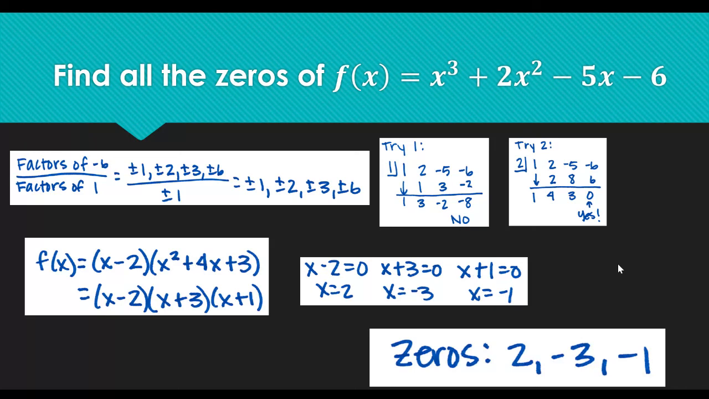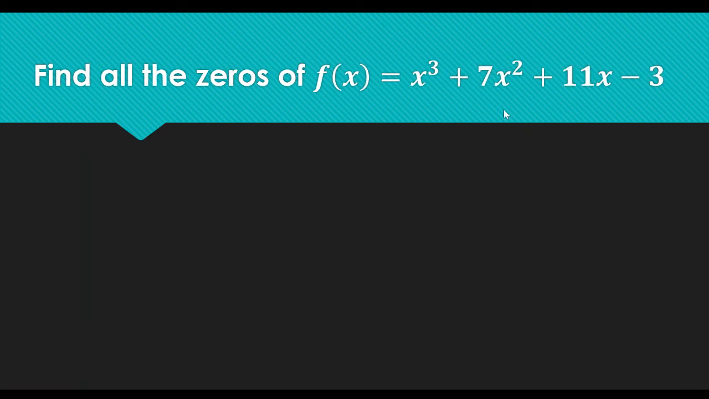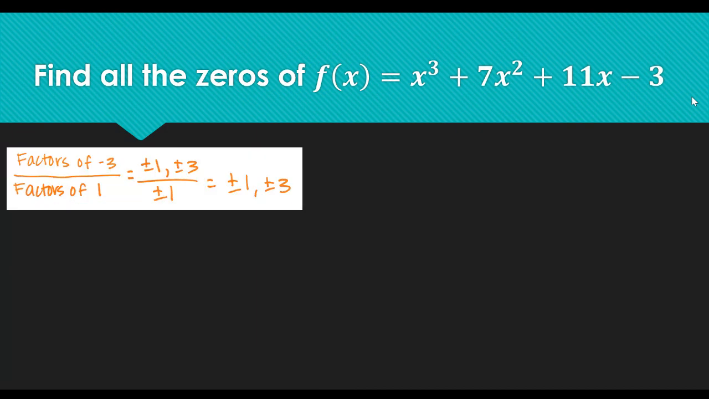All right. We're going to try one more, and it's a tricky one. X to the third plus 7x squared plus 11x minus 3. So first I find my possibilities. Factors of -3 over factors of 1. The only thing that makes -3 would be plus or minus 1, plus or minus 3. The only thing that makes 1 is plus or minus 1. Divide by 1, I get plus or minus 1 and plus or minus 3 for my possibilities.